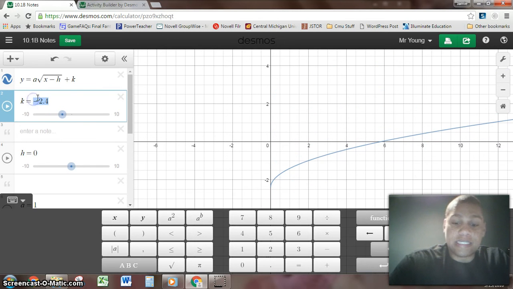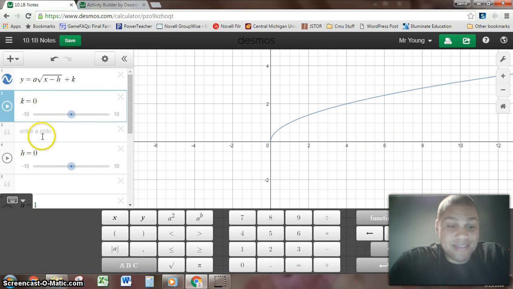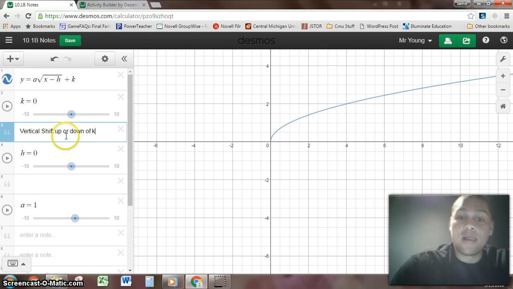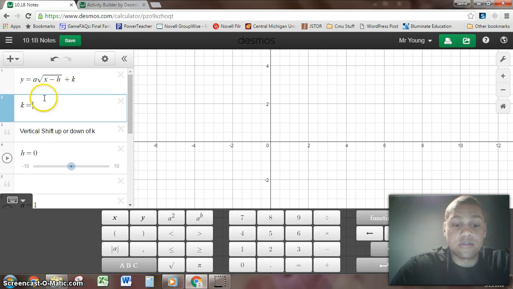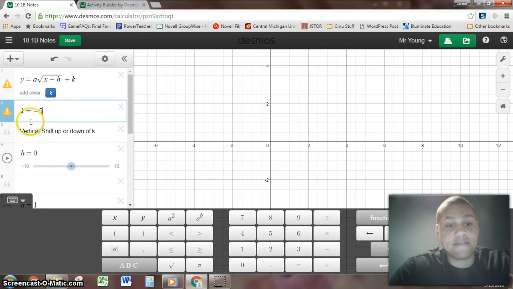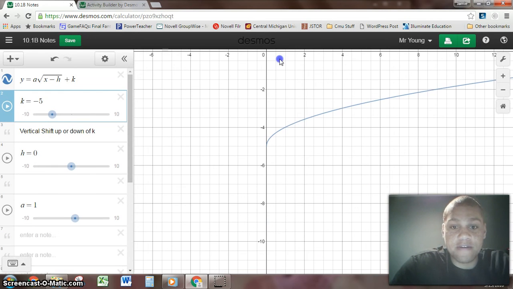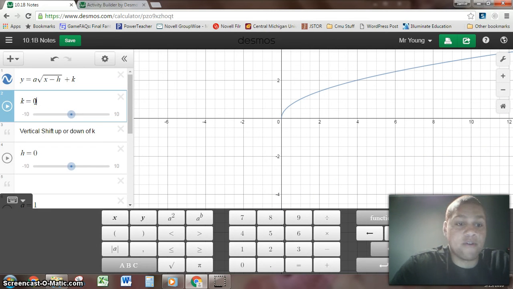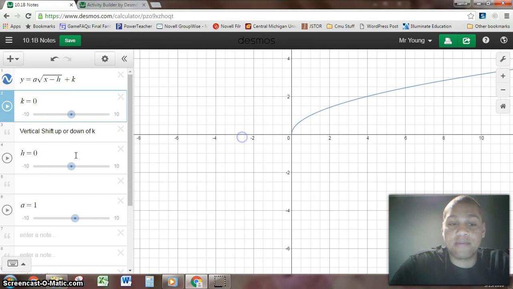So I like to call it vertex because it works the same way. I get a vertical shift up or down of whatever k is. If k is 3, it moves up 3. If k is negative 5, it moves down 5. Whatever k is, that determines my vertical shift, the same way that it did with parabolas.